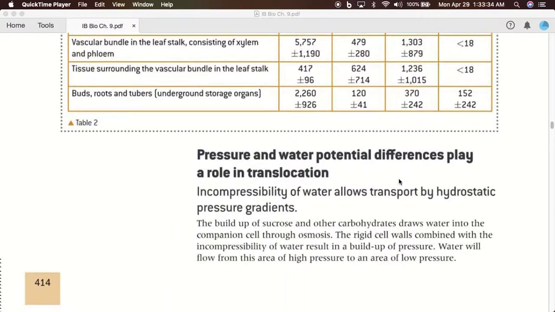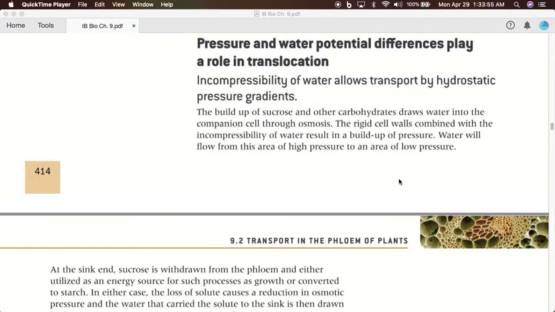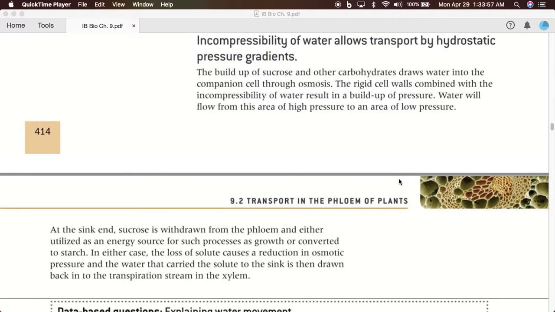Okay. So here it's just talking about pressure and water potential differences playing a role in translocation, and we know that pressure gradients and water potential differences are good things. It's kind of just like we were talking about. We always like to move things from high to low. It's just the natural movement of things in biology and chemistry on Earth. So we'd like to keep those gradients going.